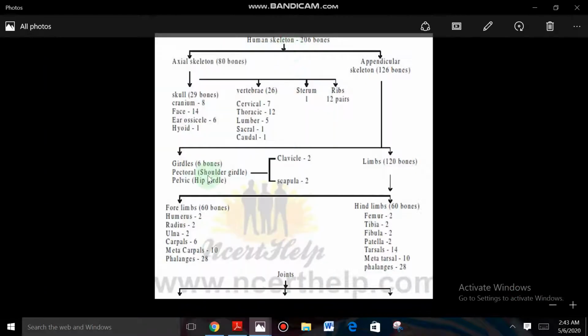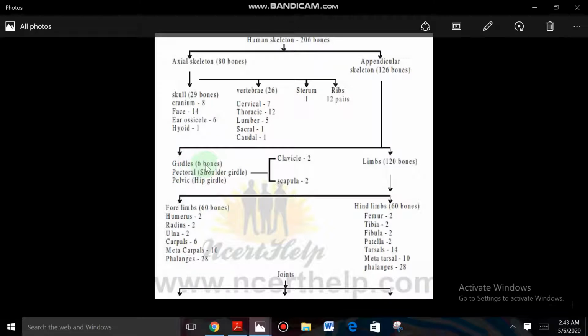Right? So here two types of girdles are presented: pectoral and pelvic girdle. Pectoral girdle is nothing but the shoulder girdle, and pelvic girdle is in the region of the hip, in the pubic region. To the pectoral girdle both hands are attached, and to the pelvic girdle both legs are attached, right?